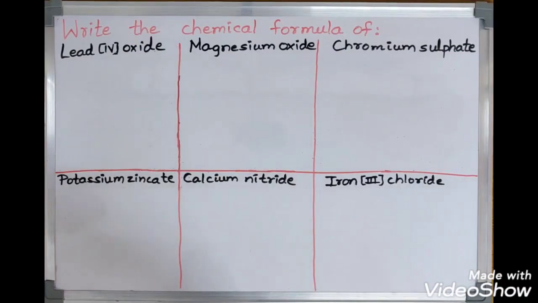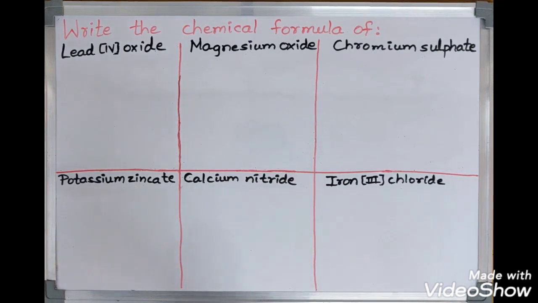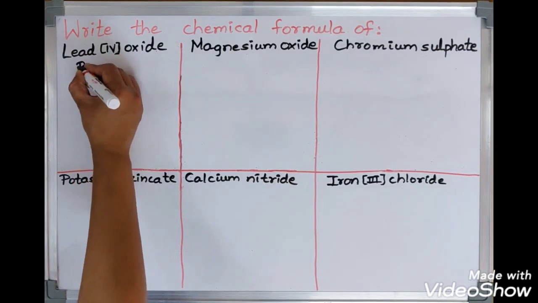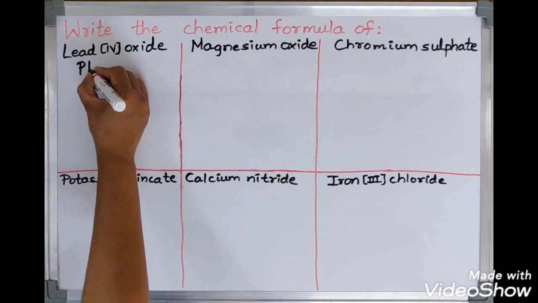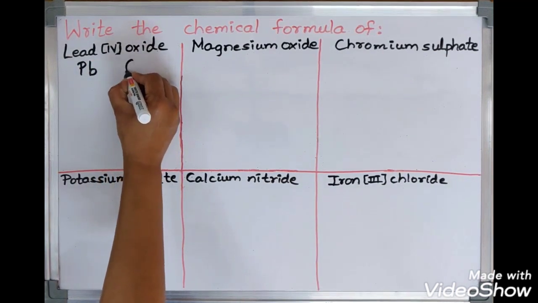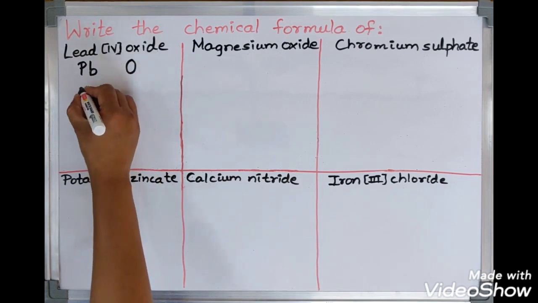Let us practice to write the chemical formula of few more compounds. For better understanding, we have few compounds here. First we have the lead 4 oxide. As we know, we have to write the basic radical on the left hand side, and that is Pb, and acid radical O on the right hand side.